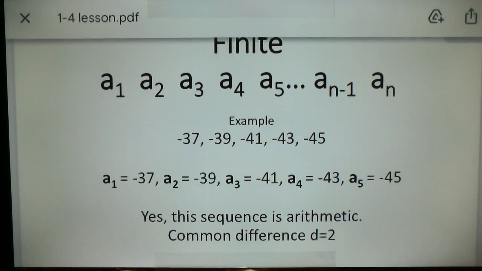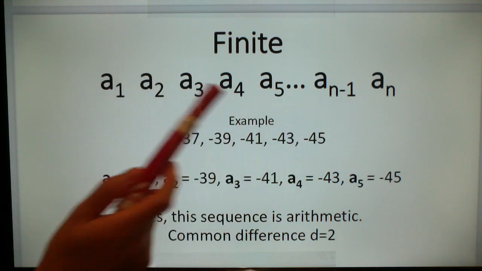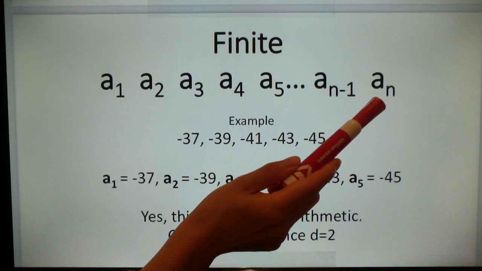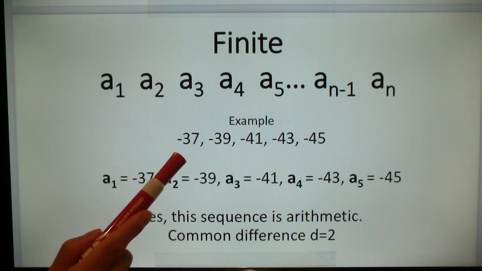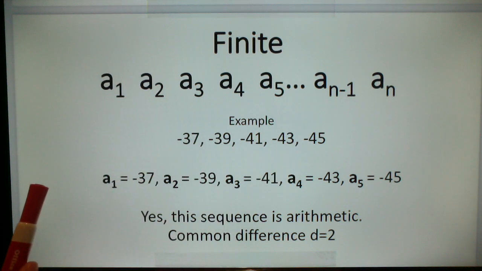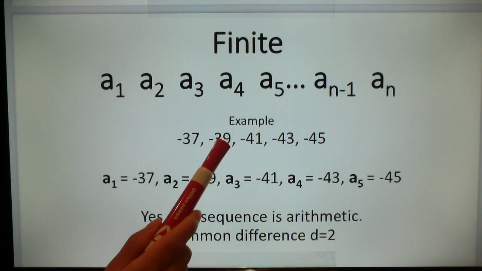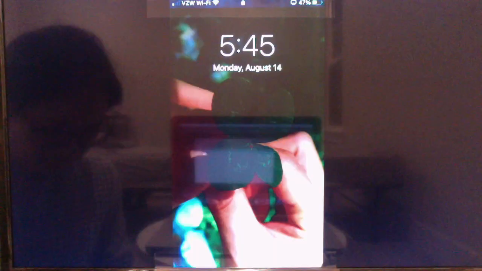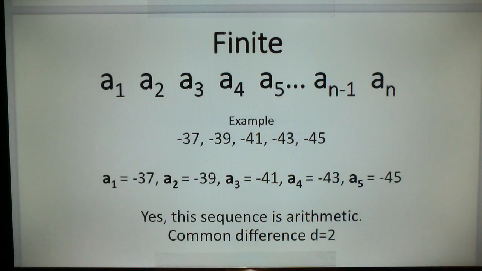And today we'll go over a few more details. Finite means when you have a sequence that is not infinitely going on. From A1 to AN, this is limited. So let's see the example. When you see this, can you find the common difference? Yes, the common difference is 2. So we'll say this is A1, A2, A3, A4, A5. Once again, this is A1, A2, A3, A4, A5.